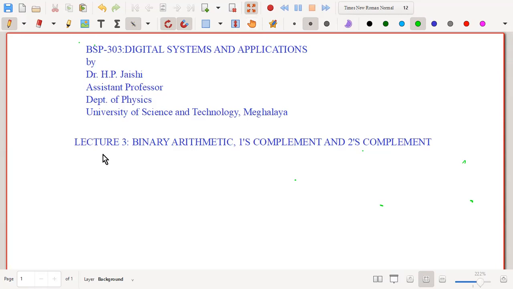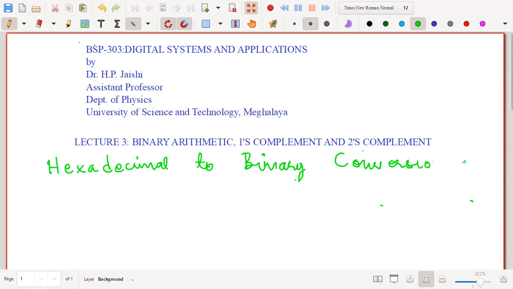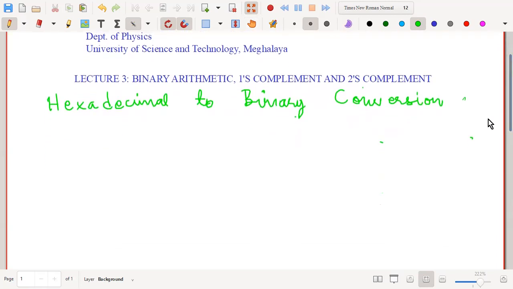So the topic we will be focusing on first, let me note it down here, is hexadecimal to binary conversion. This is what we are going to discuss first. We'll take an example, and it's not difficult if we have already learned how to do the conversion from decimal to binary. If we remember those steps, then it won't be difficult.